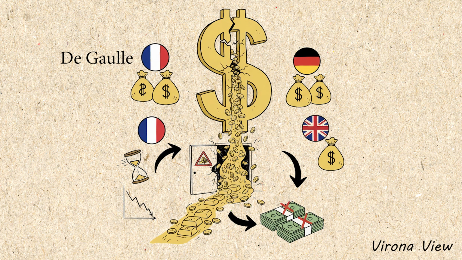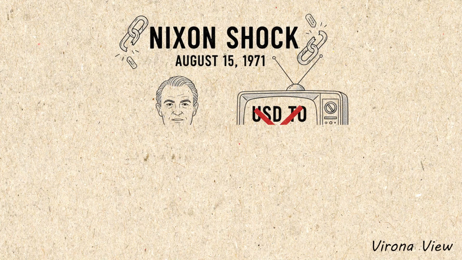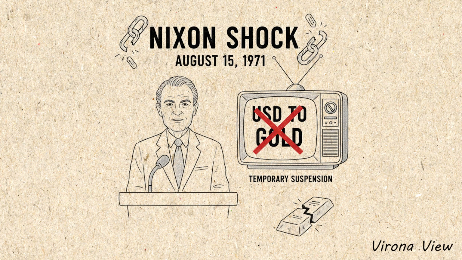And then, on the evening of August 15, 1971, President Richard Nixon appeared on television and delivered a statement that changed the entire history of global money. The United States will temporarily suspend the convertibility of the dollar into gold. Temporarily, but in reality, forever. With a single announcement, America ended the promise it had made in 1944. The golden door closed, and it would never open again.